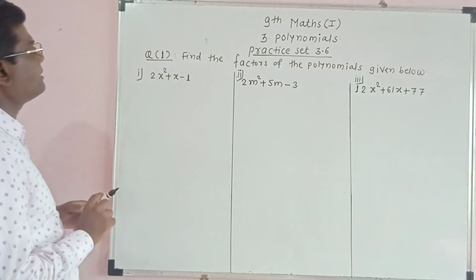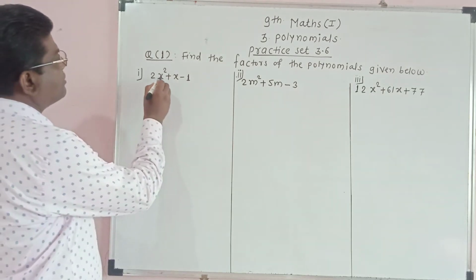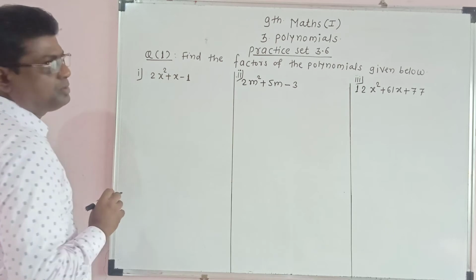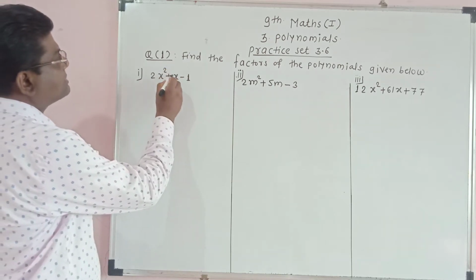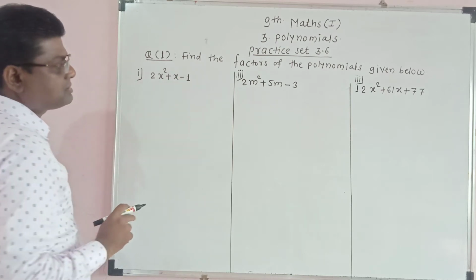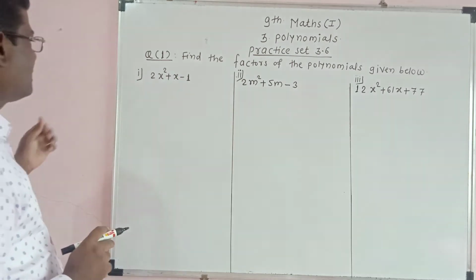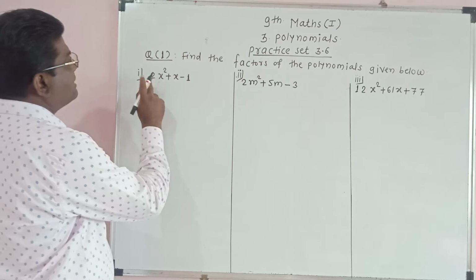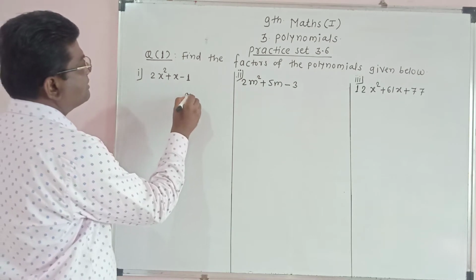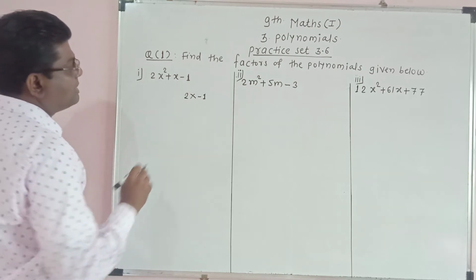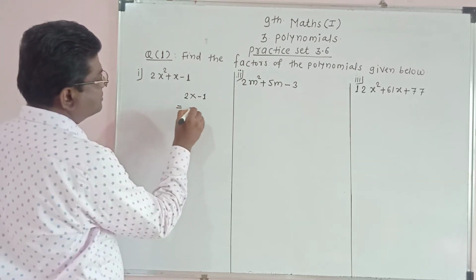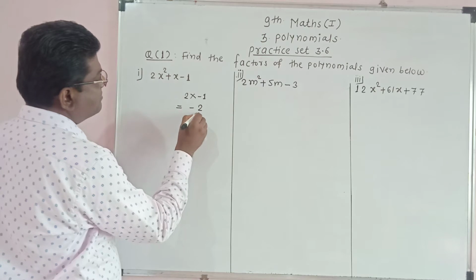Now let's see here. The coefficient of x square is 2. x is the middle term and it has a coefficient 1. And the constant term is minus 1. At first multiply these 2 and minus 1. 2 into minus 1 is minus 2.